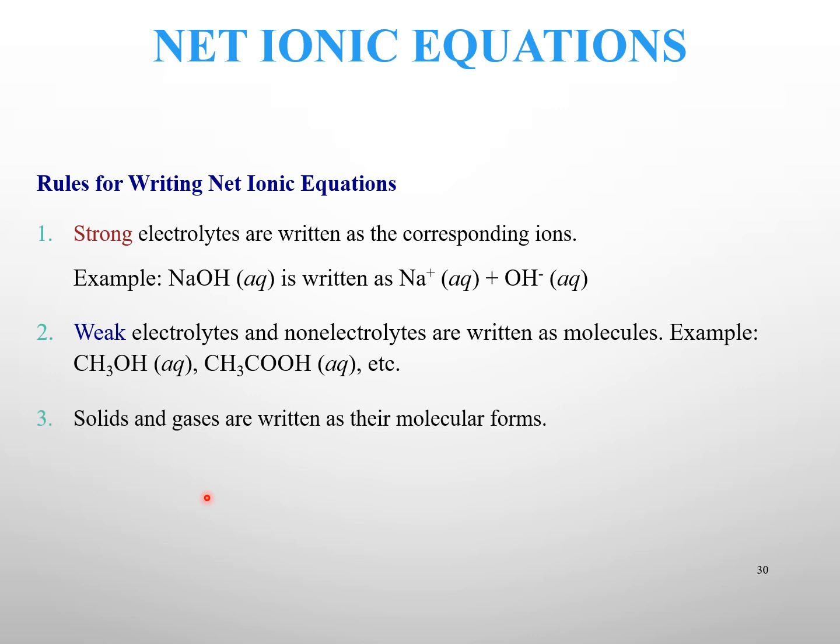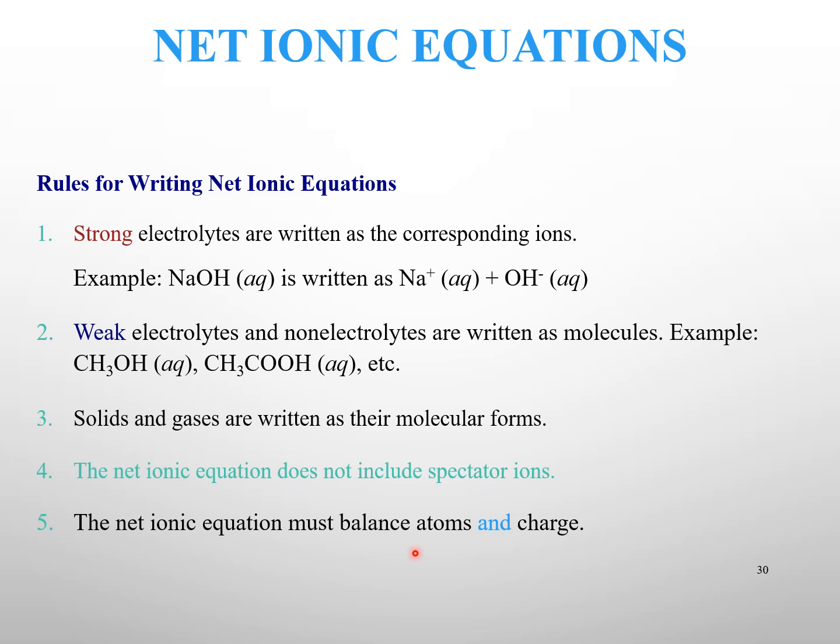Now, solids and gases are also written in their molecular forms. The net ionic equation does not include spectator ions, so you must always remove your spectator ions before you write the net ionic equation. And then you must also make sure you balance the atoms and charges. So let's try an example.